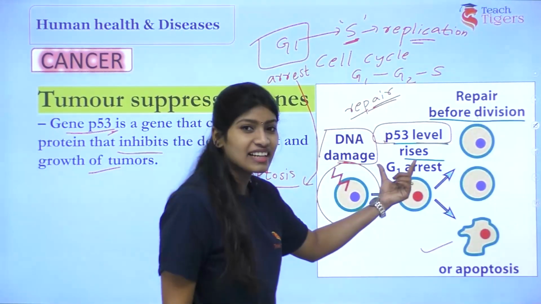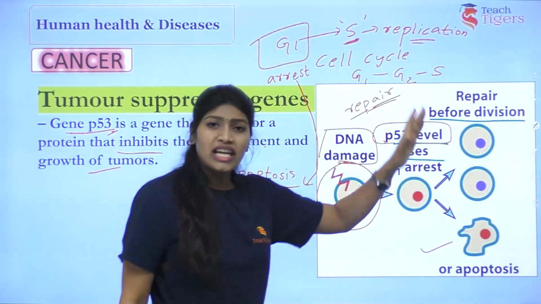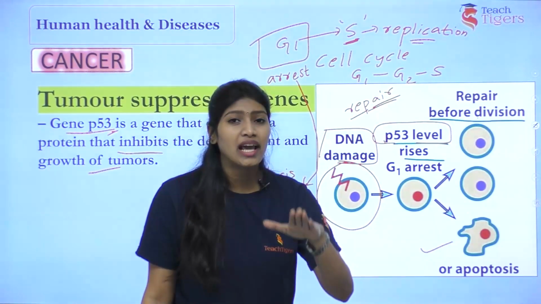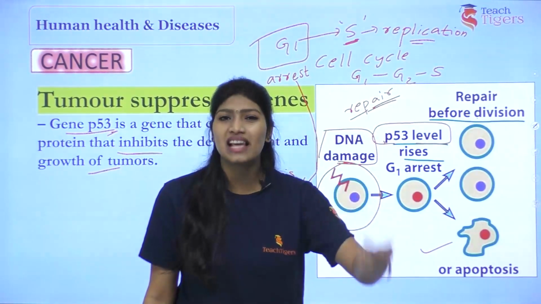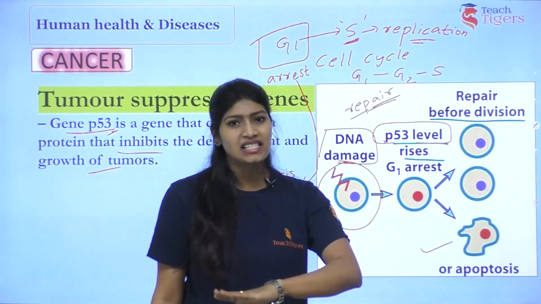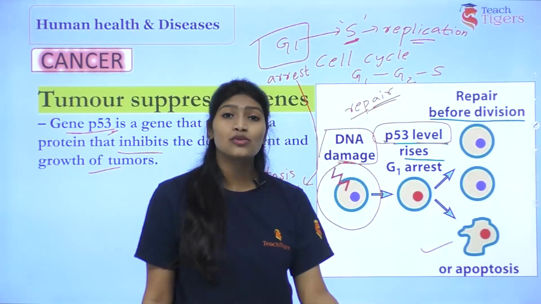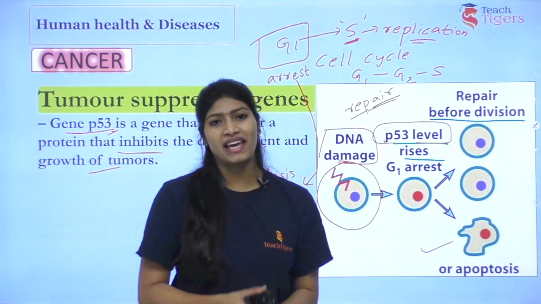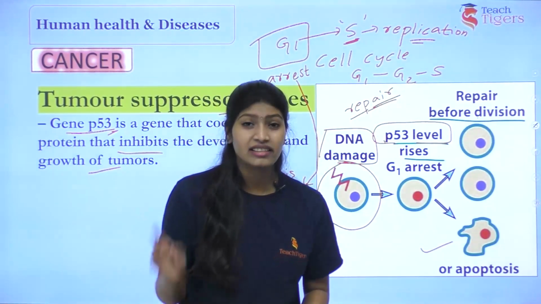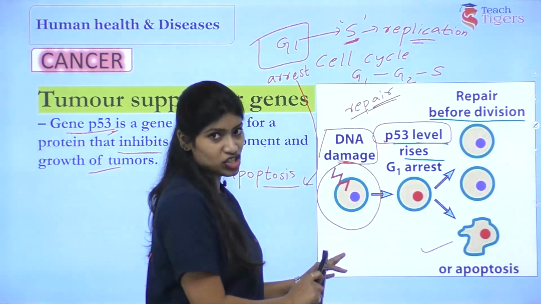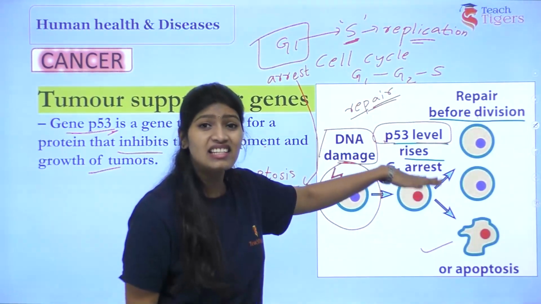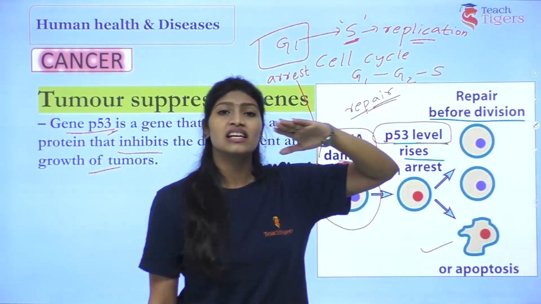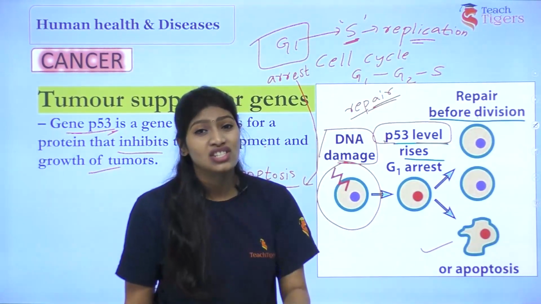So what is this P53 doing? It will find out if any cells are having damaged DNA first. If there is damaged DNA, then it will help the cell to repair itself. If it is repairing itself in a proper way, it will allow the cell to enter into S phase from G1 phase. If the DNA is not repaired, then this P53 gene will arrest the cell in G1 phase itself and it will not allow the cell to enter into S because the DNA is showing some changes.